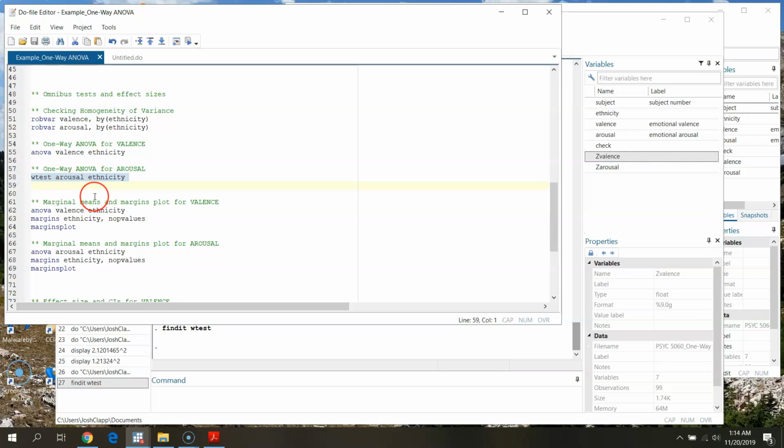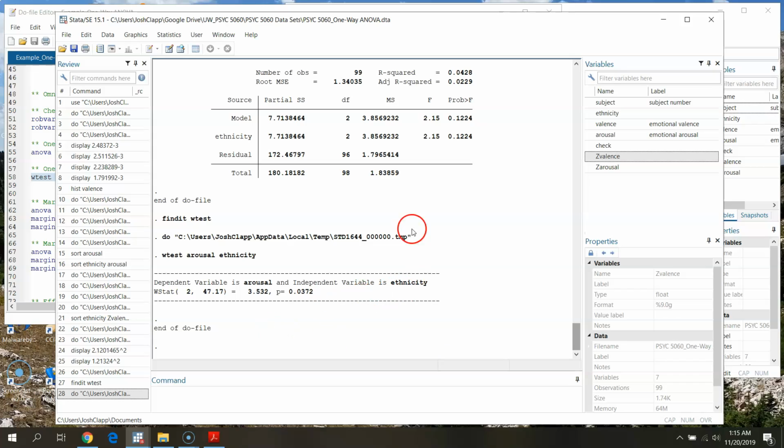So I'm just going to run W test for arousal, again because we have evidence of violation of homogeneity of variance. We're going to look at our one-way ANOVA by ethnicity here. So run this, and here we get our Welch's test, with 2 and 47.17 adjusted degrees of freedom. This is our test statistic, and we have a p-value of 0.037, providing some evidence, perhaps, of the possibility of unequal ratings of emotional arousal somewhere across our white non-Hispanic, our black non-Hispanic, or our other groups.